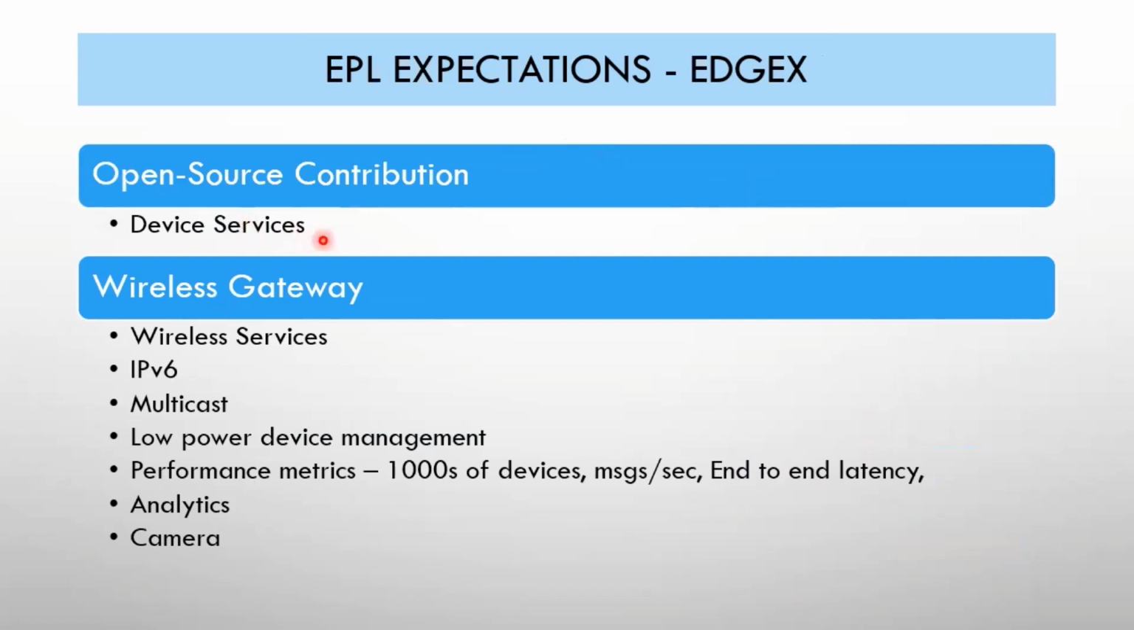For open source contribution, we will be actively looking at the device services layer, as this is our primary skill set, which is embedded software development on various industrial protocols. From the wireless gateway perspective, we are expecting all the services needed for this wireless gateway, which includes IPv6, multicast, and low power device management. Because one of our delivery teams was checking with us whether EdgeX supports IPv6 with multicast features, and whether it has any specific features for low power device management.